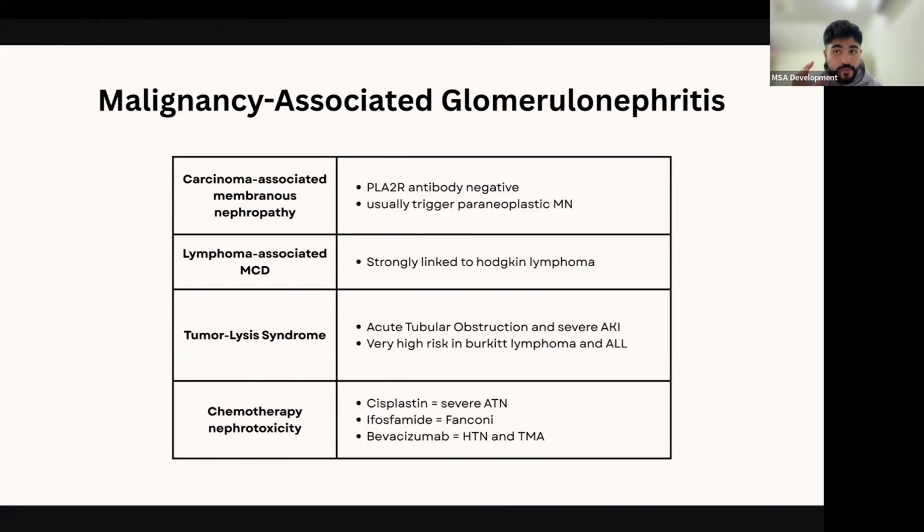Also, patients who take chemotherapy could have some sort of nephrotoxicity, and this is common in 3 drugs. First one, cisplatin.